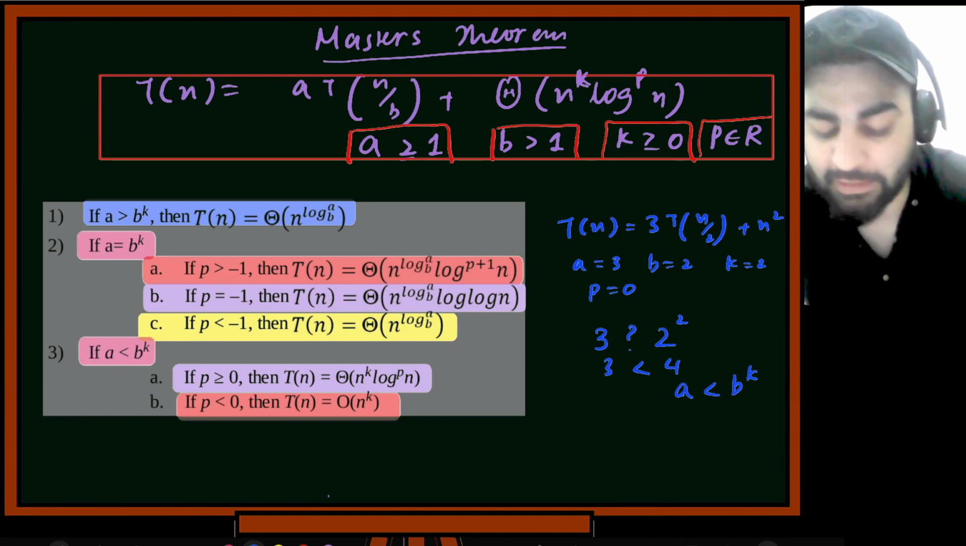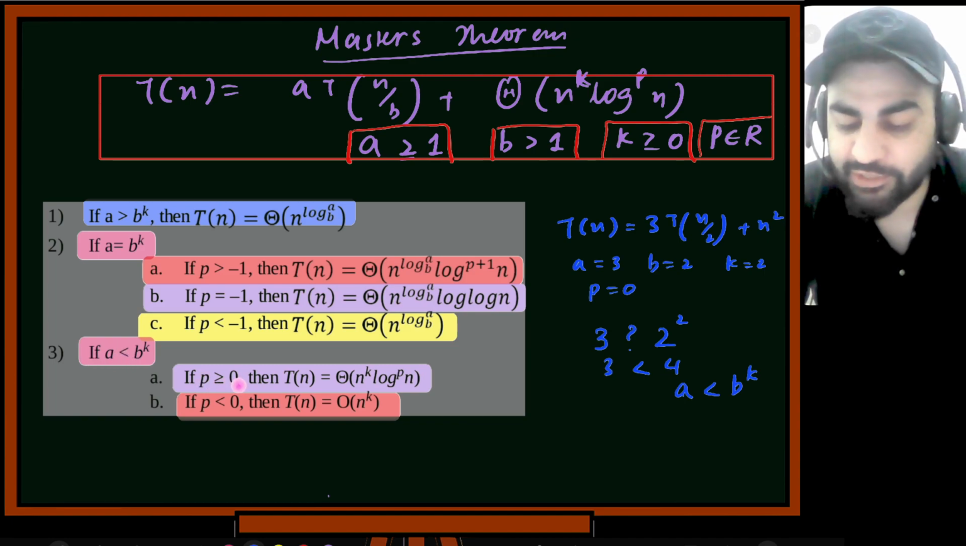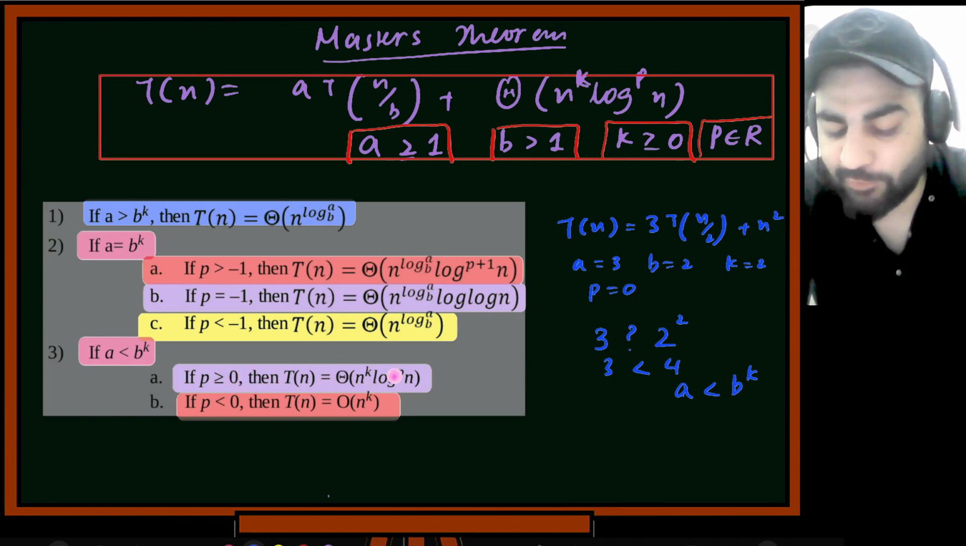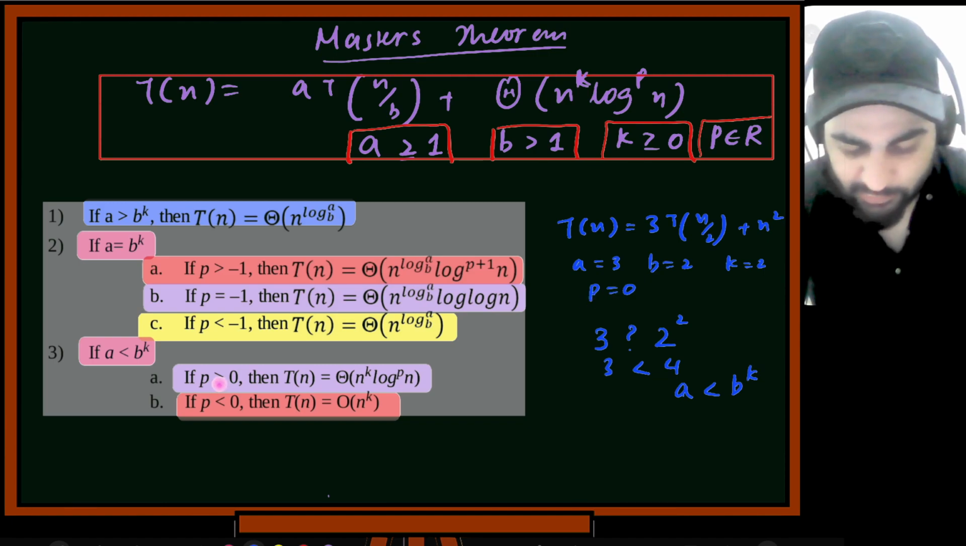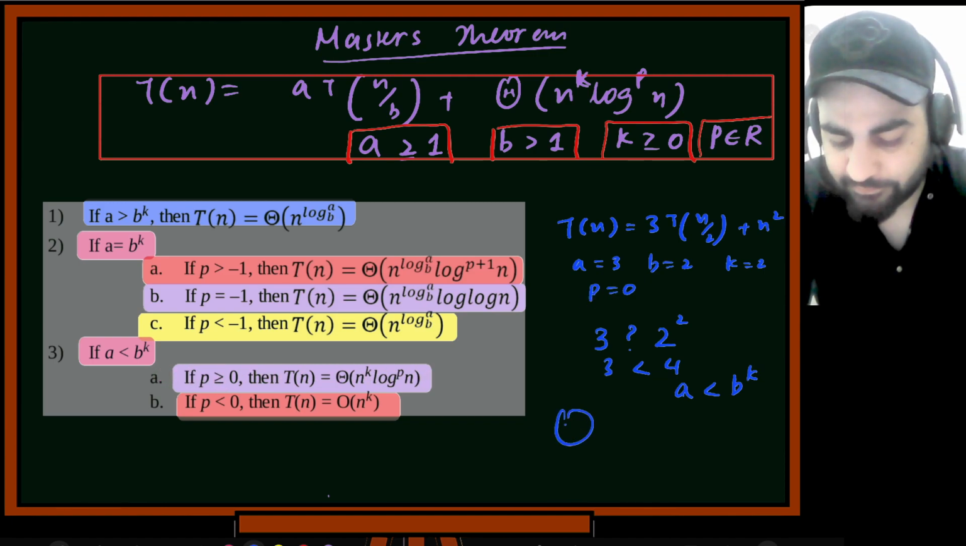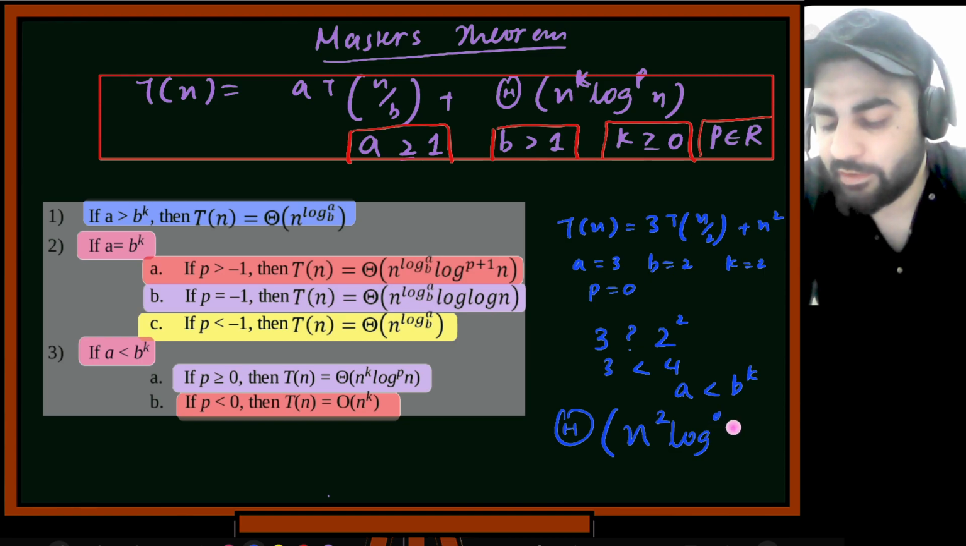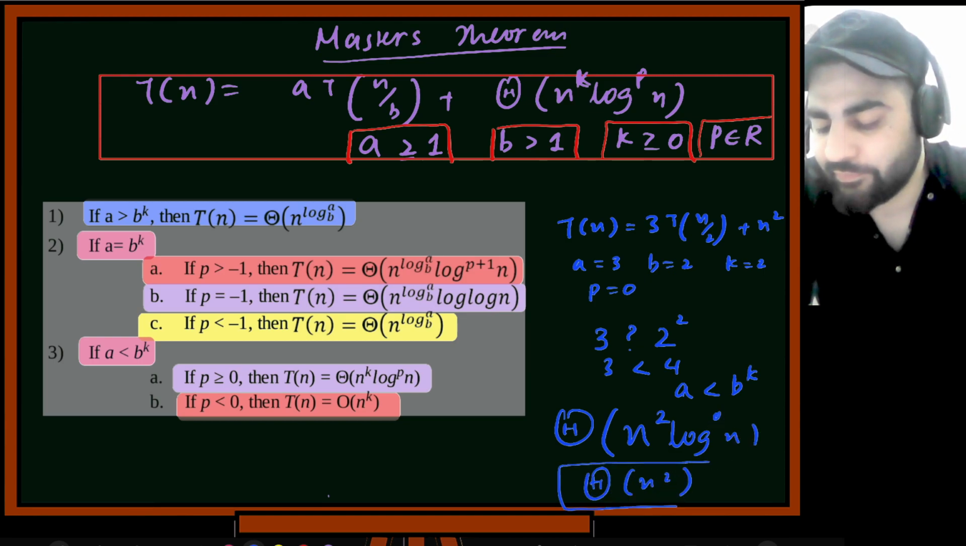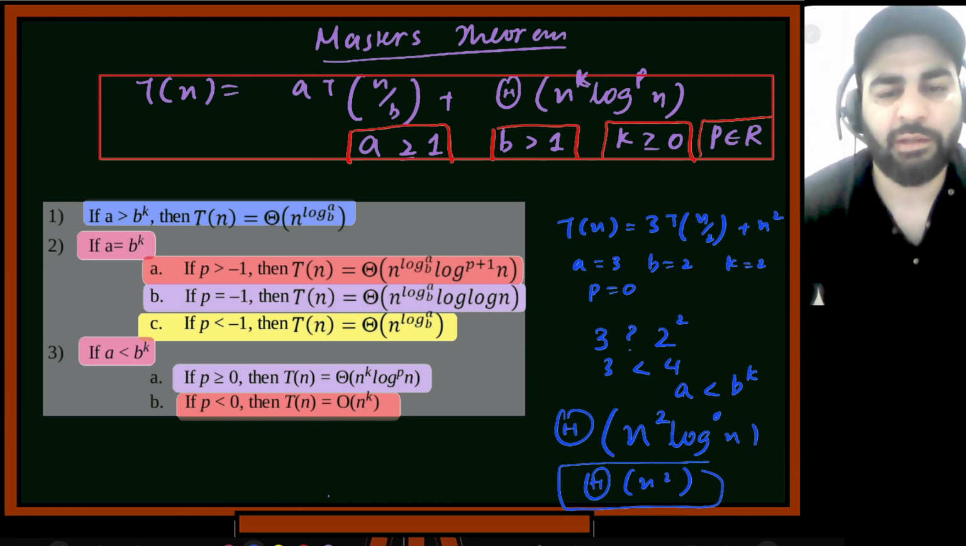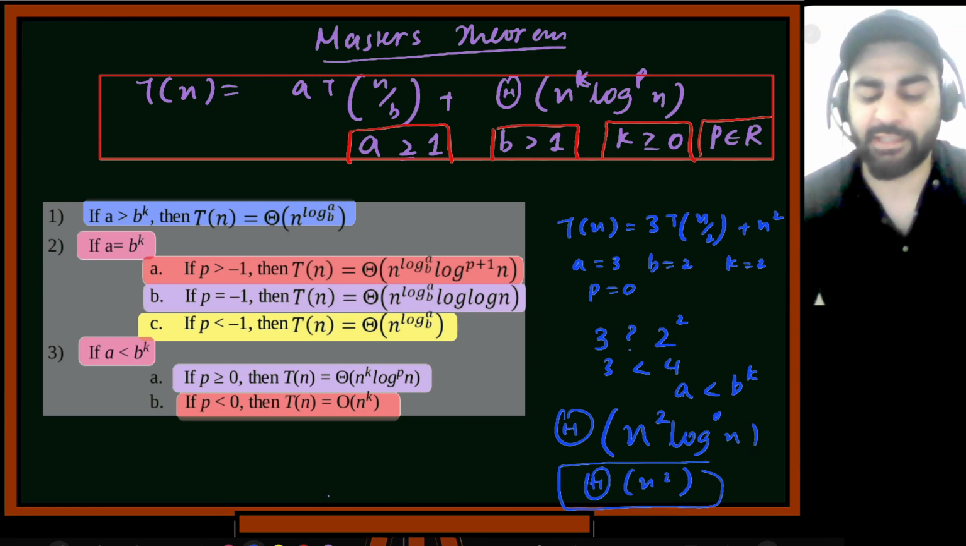Now we'll go to the p. If p is greater than or equal to 0, then we will follow this. Otherwise, we'll go this way. Here p is equal to 0. So it follows case 3a. So what is the answer directly? Theta of n to the power k. K is 2. Log of p is 0. N. So this is theta of n square. Okay. So how many of you understood this example?